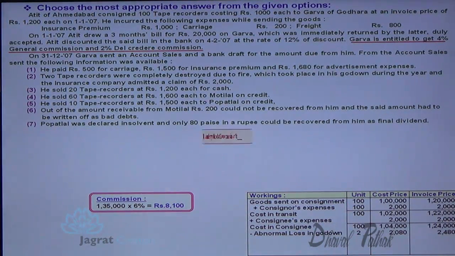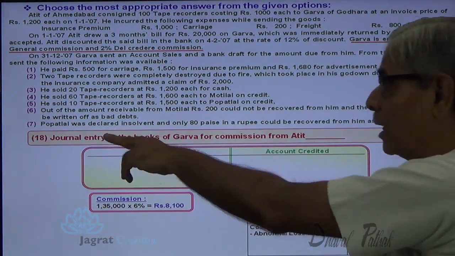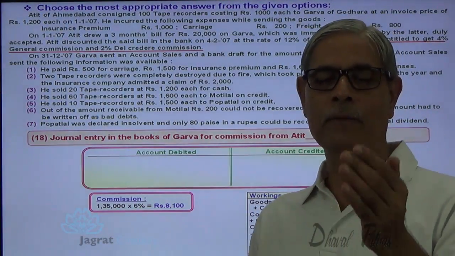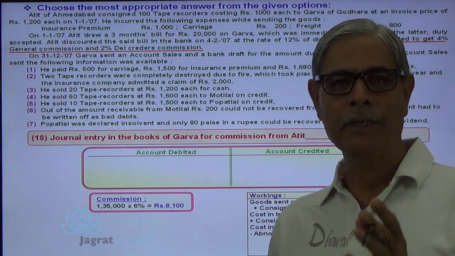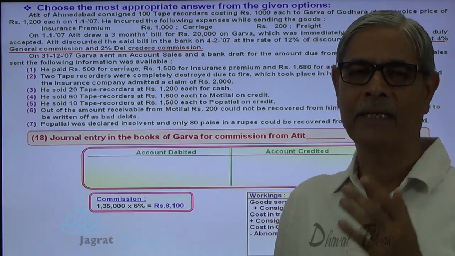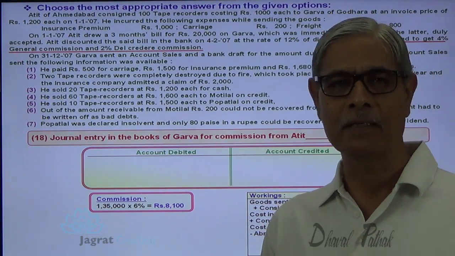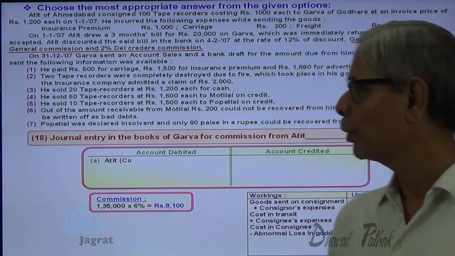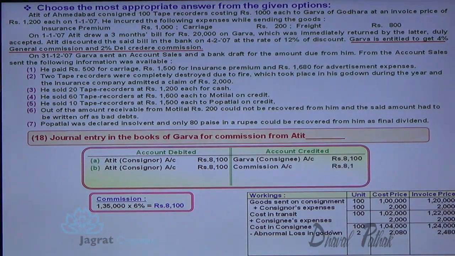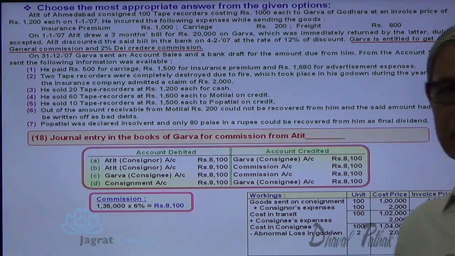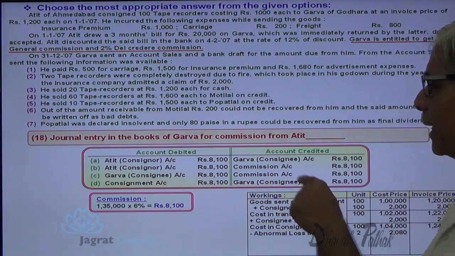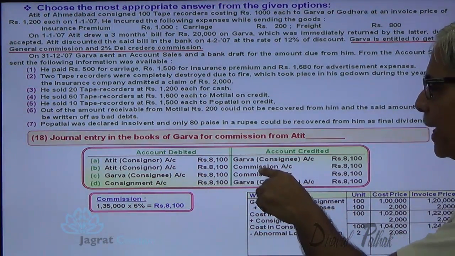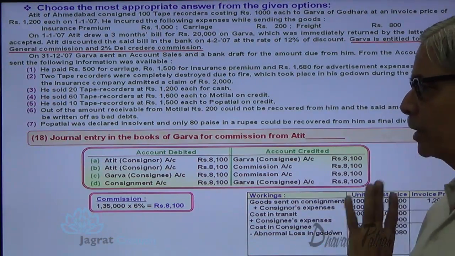Next. Journal entry in the books of Gaurav. Now Gaurav is a consignee. Commission is an income for the consignee. What is the journal entry that consignee will record for this commission? The four options are given to you. So these are the options. Now commission is an income. Commission income account is to be credited. So commission account, B and C are the probable options.